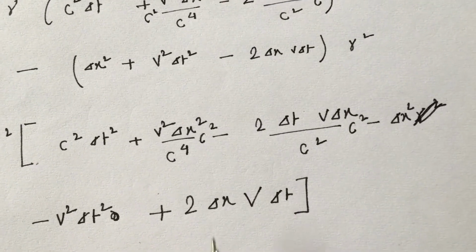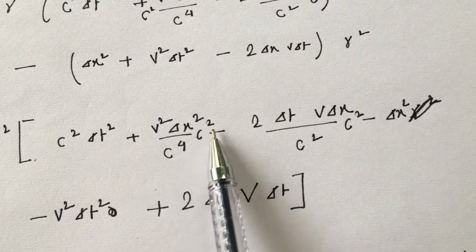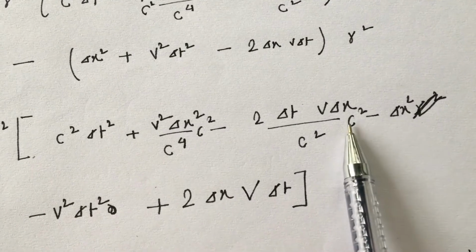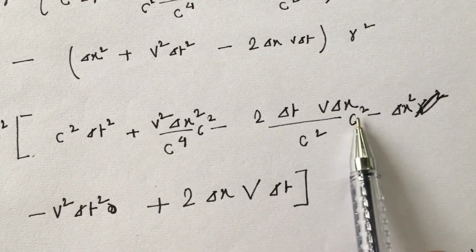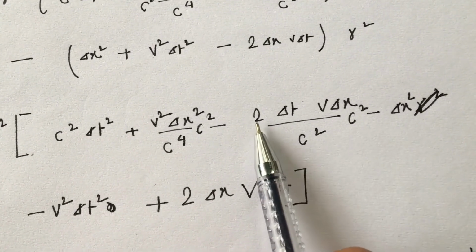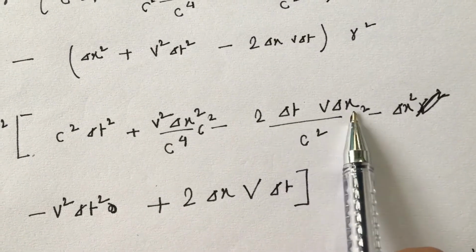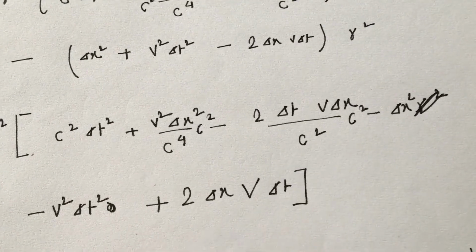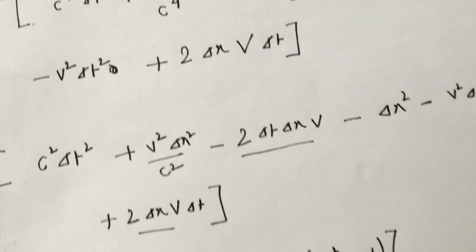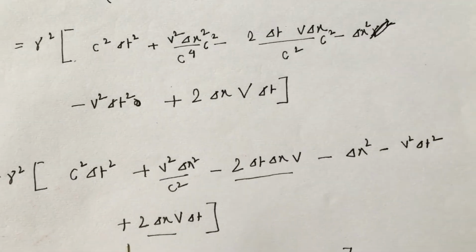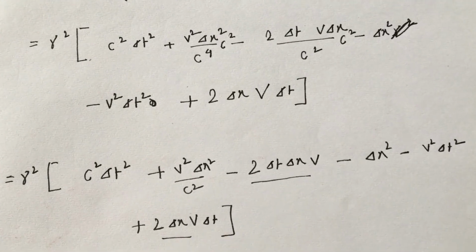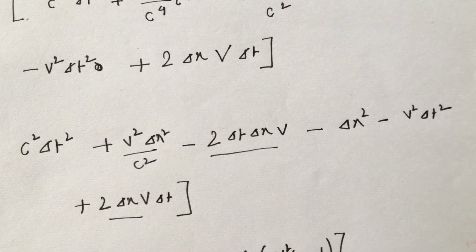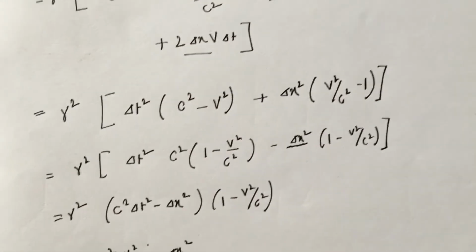One thing is this: c to the power 4 gets cancelled out. We have c square here only in the denominator. C square in the numerator and c square in the denominator cancel out. So it's minus 2 del t v del x plus 2 del x v del t. These two expressions are getting cancelled out. I'm left with this.